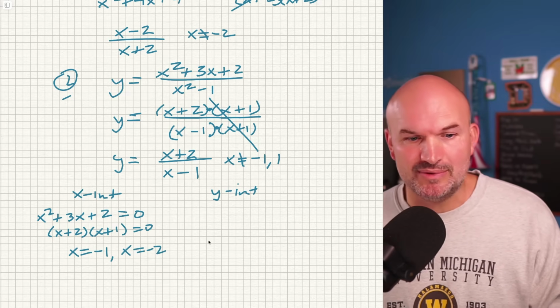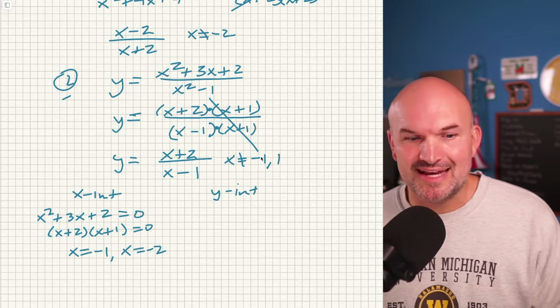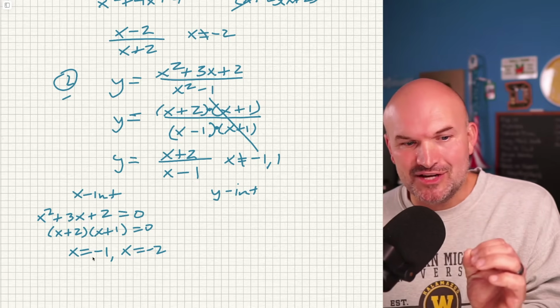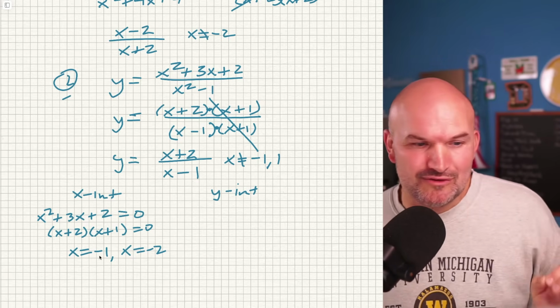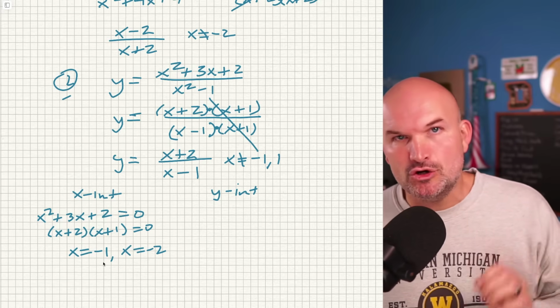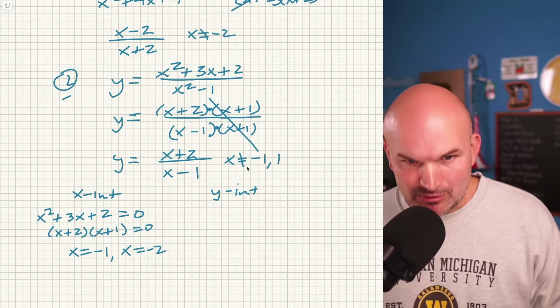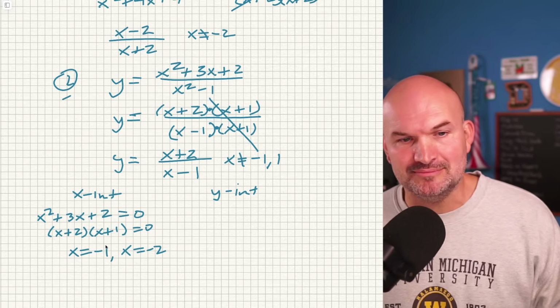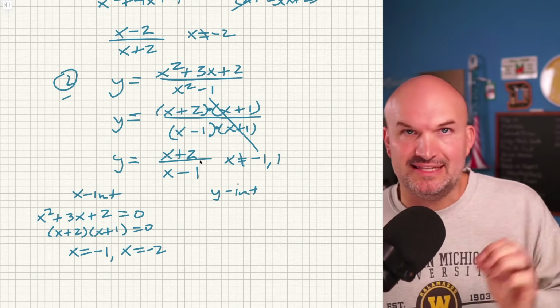But again, ladies and gentlemen, remember our restrictions over here. x cannot equal -1. So a lot of students will write x equals -1 as an x-intercept. And unfortunately, ladies and gentlemen, it is incorrect, okay? So don't do that. It's very important that you always look to simplify things first.